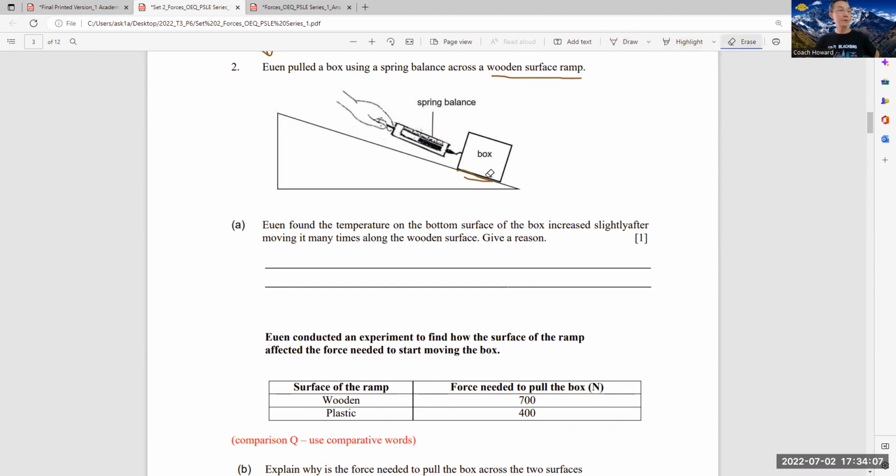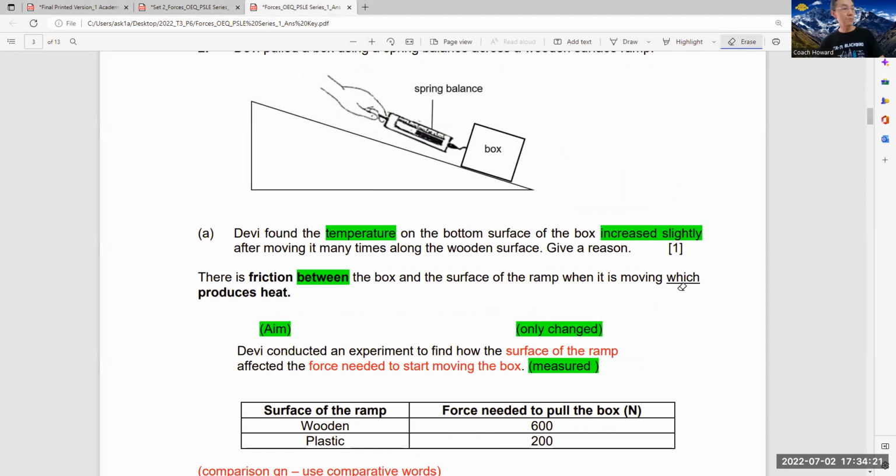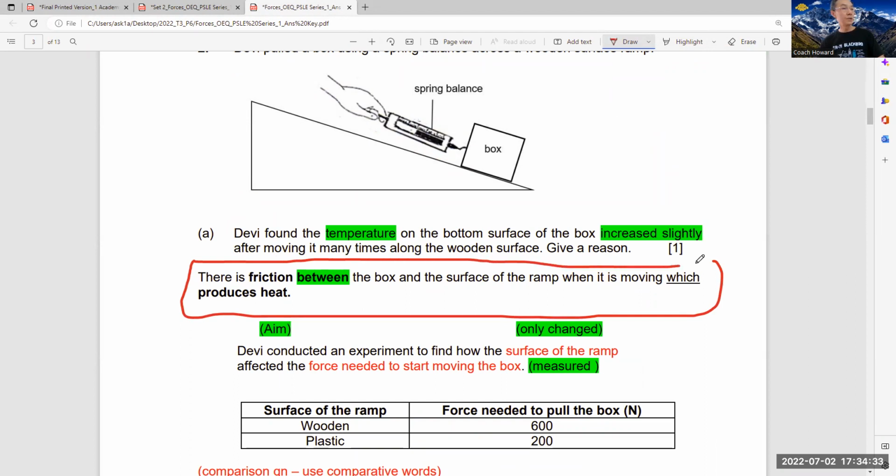So this one is quite simple, right? Because remember earlier, one of the disadvantages of friction is that it causes unnecessary heat. So for this one, very straightforward. The answer would be there is friction between the box and the surface of the ramp where it's moving, which produces heat. So this part, take note. There is friction between the box and the surface of the ramp when it is moving. Even if you rub your hands, it can produce heat. So that's the answer here.